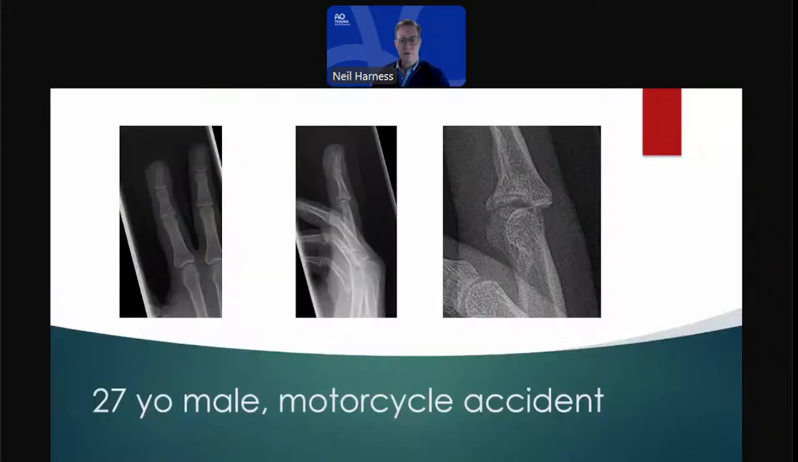This is a 27-year-old male. It was a motorcycle accident. He had an open tuft fracture along with a dorsal fracture dislocation of the base of the middle phalanx. And you can see that there's significant articular comminution and compression at the base of the middle phalanx.